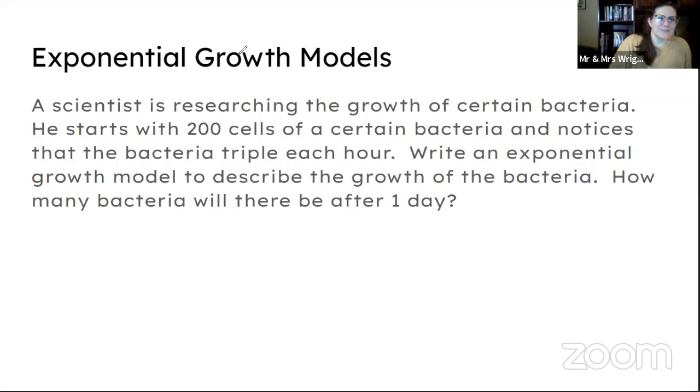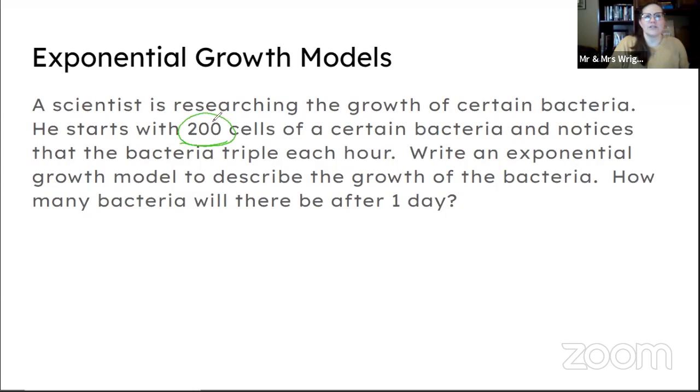All right, an exponential growth model. A scientist is researching the growth of certain bacteria. He starts with 200 cells. That looks like important information. It's something he starts with. That must be my A, 200. Remember, our formula was f(t) = A times r to the power of t. You should have that in your notes.